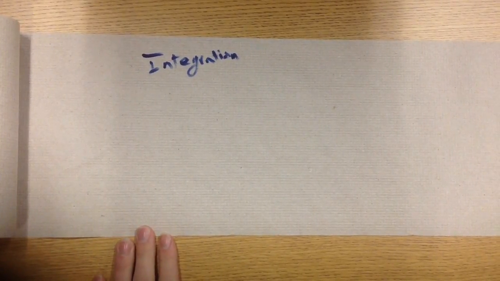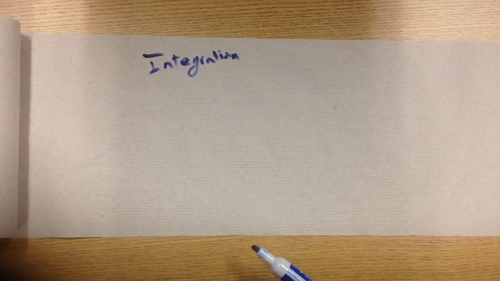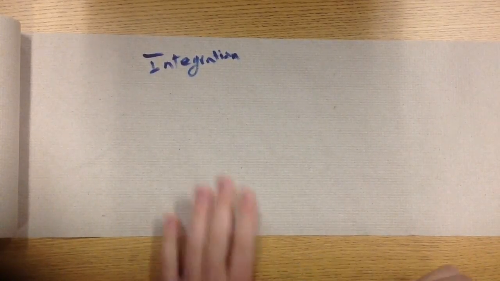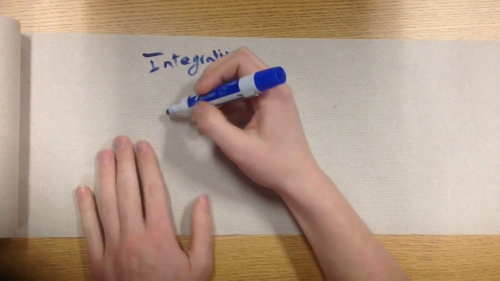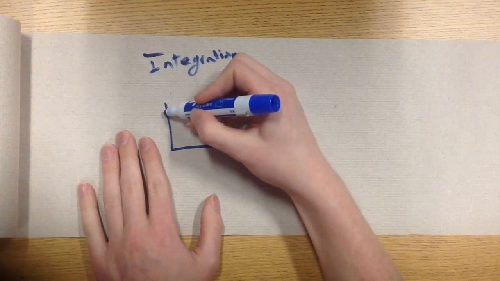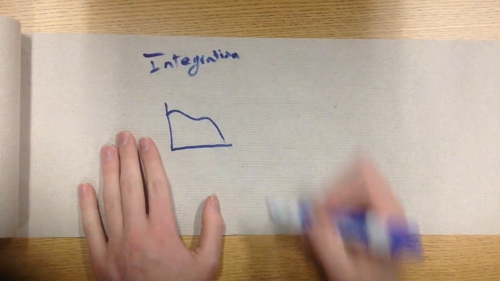Integration is really the opposite of derivation, like subtraction for addition or division for multiplication. Last time we used derivation to find the slope of a line at any given point. With integration, we're going to take that graph of slopes we found with derivation and use it to find the original line. The basic premise is, say we had some graph that looks like this.